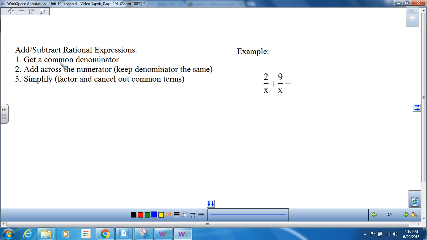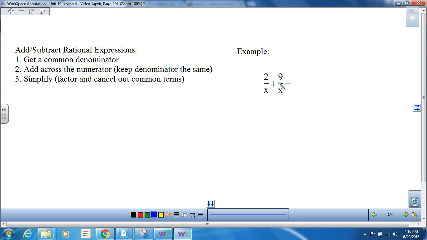Okay, so we're doing this in two parts. The ones we're going to look at in this video will have common denominators. Okay, so for example, 2 over x plus 9 over x. Well, they have a common denominator of x.